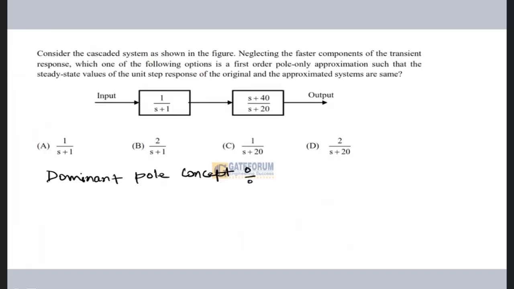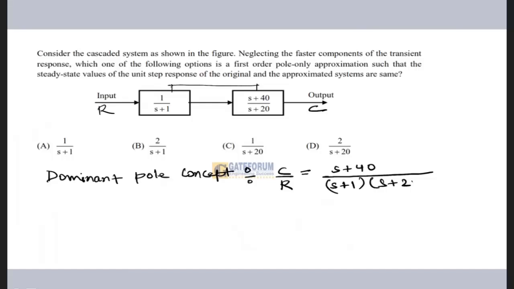So my transfer function, output by input, say this is C and this is R. So C upon R is given by the gains of the two blocks that are given, which are cascaded. So their gains will be multiplied. So this will become S plus 40 divided by S plus 1 into S plus 20.